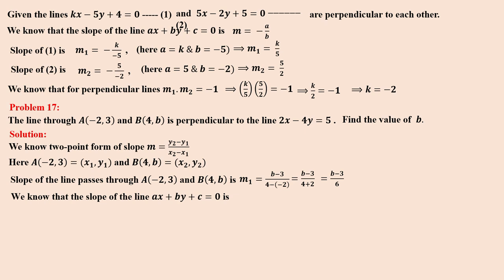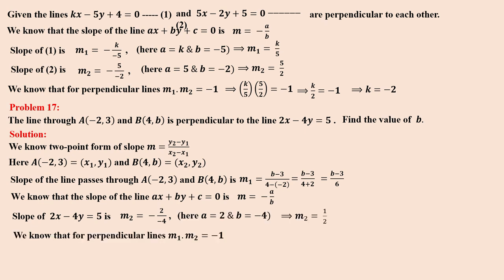We know the slope of the line ax + by + c = 0 is -a by b. So the slope of 2x - 4y = 5, that is m2, right? -2 by -4, that is 2 by 4, that is equal to 1 by 2. m2 is equal to 1 by 2. So we know for perpendicular lines, the product of the slopes is equal to -1. m1 m2 = -1. So (b - 3) by 6 into 1 by 2 = -1, because the line through AB is perpendicular to the line 2x - 4y = 5.